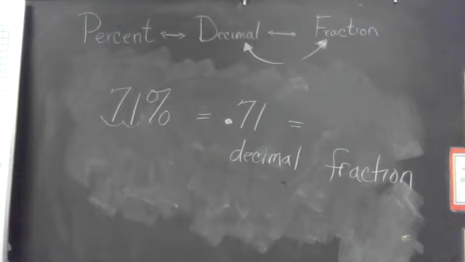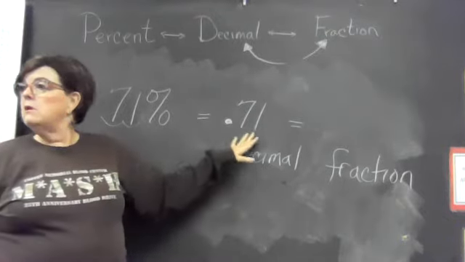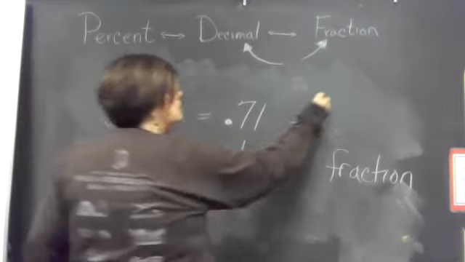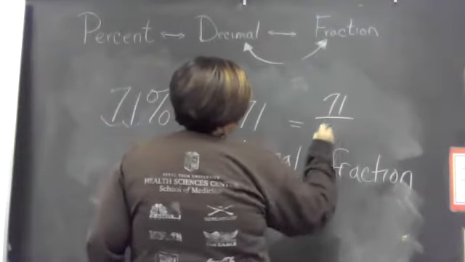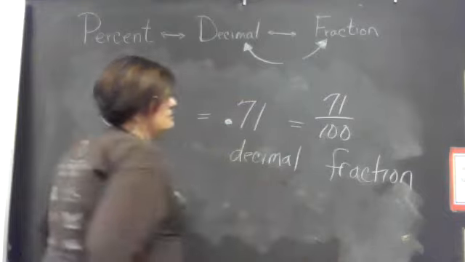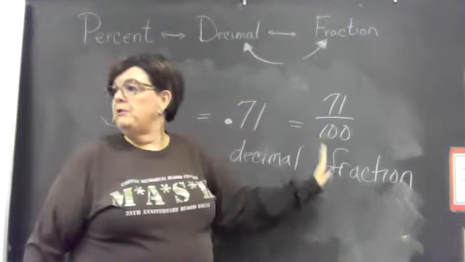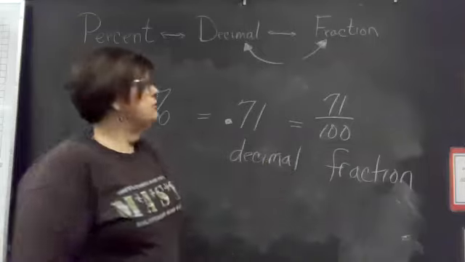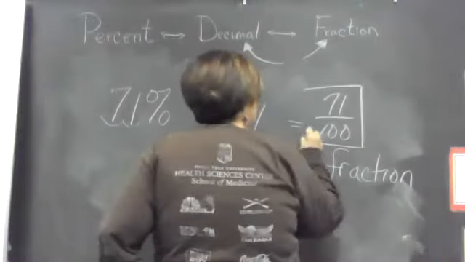Tenths? Which place is it in? Hundredths. So you name the number and the place value. So it'd be 71/100. There you go. Then you check to see if it will simplify at all. In this case, it won't. Okay, so this is your answer.